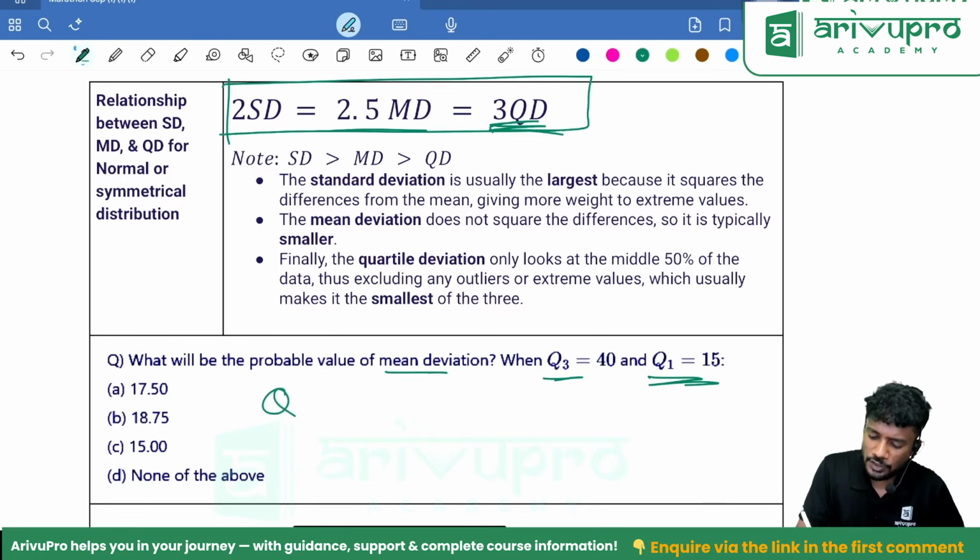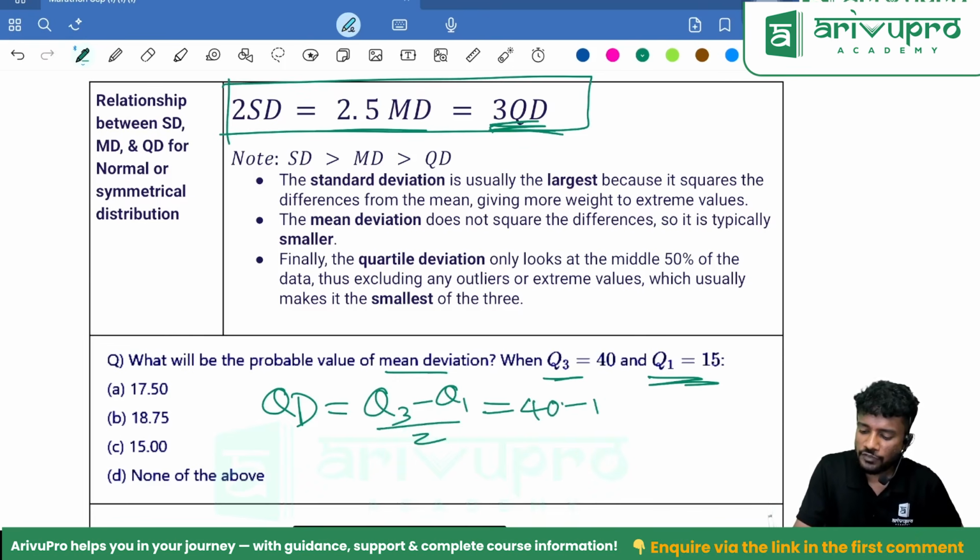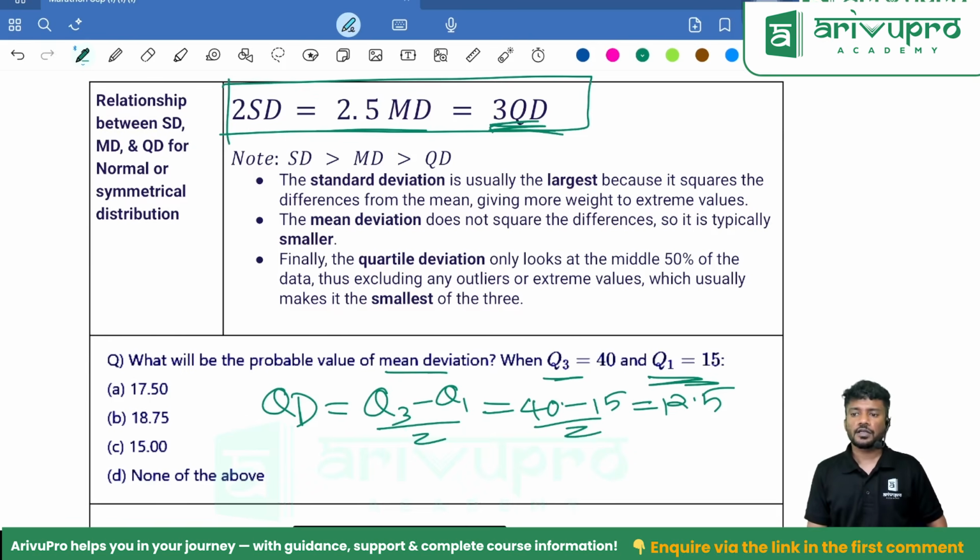Now, how much is QD? QD is nothing but Q3 minus Q1 divided by 2. How much is it? 40 minus 15 divided by 2 is how much? 12.5. Am I correct? Anyone having a different opinion? Am I correct? Yes. Then, what is MD?